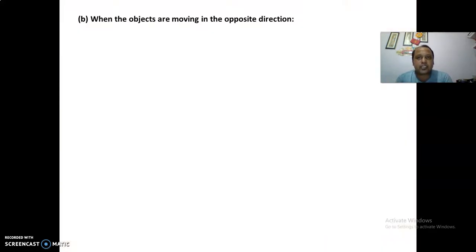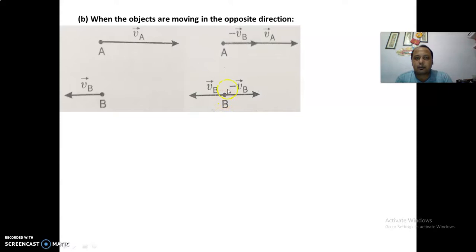Now we are considering the next option, when the two vehicles or two bodies are moving in the same path, same line, but in opposite direction. vA in this direction and vB in the opposite direction. Now, again in the same way, we need to consider B to be at rest. We are sitting in B, so B has to be at rest. So my minus vB is in this direction. So vA and minus vB are in the same direction.